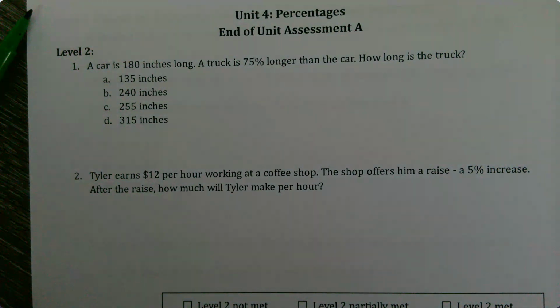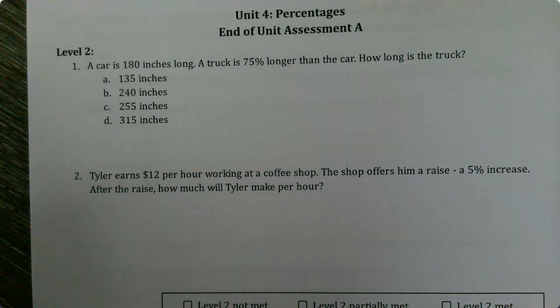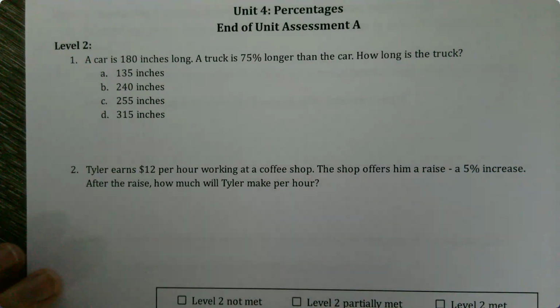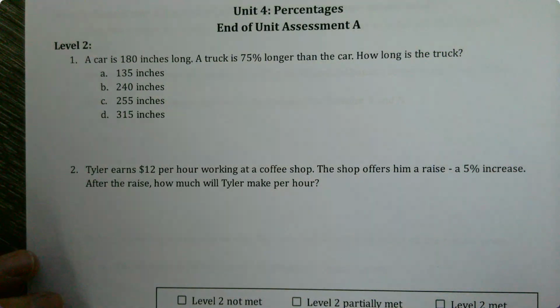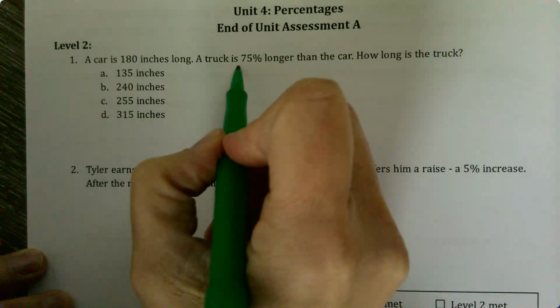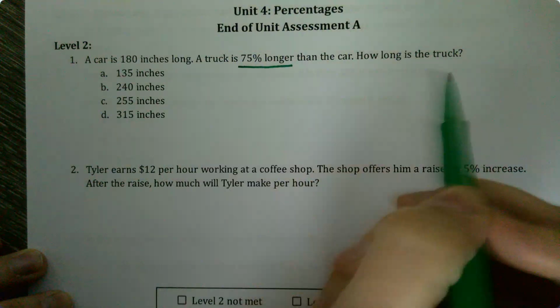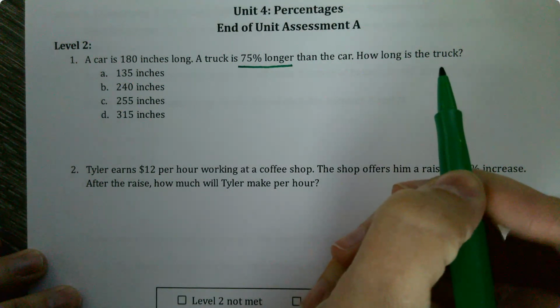Okay, we are going to start with number 1. I'm going to show 2 ways to solve the problem, and then you can pick the way that you like more and use this when you do the problem on your own. A car is 180 inches long. A truck is 75% longer than the car. How long is the truck?